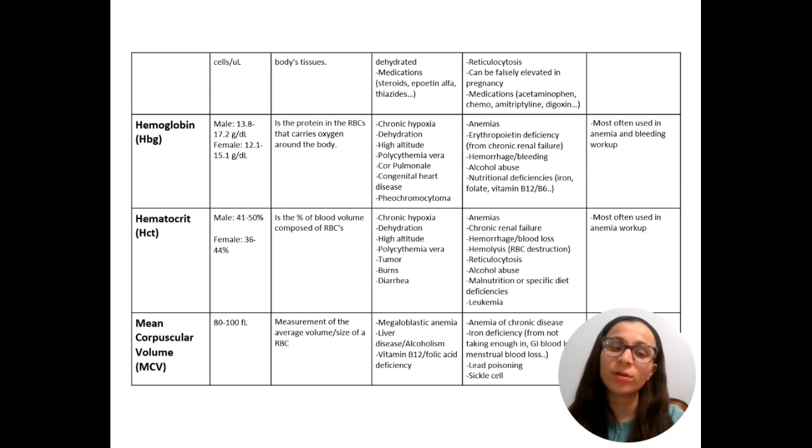Okay, next you're going to go on to hemoglobin. Hemoglobin has a slight difference between male and female also. For female, 12.1 to 15.1, and for male, 13.8 to 17.2.